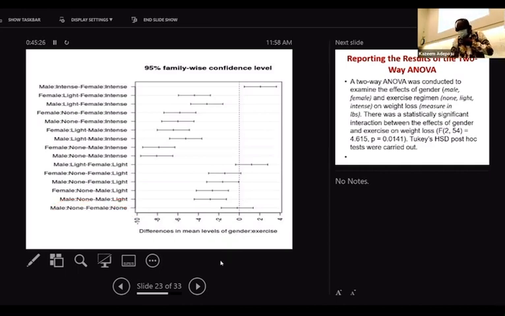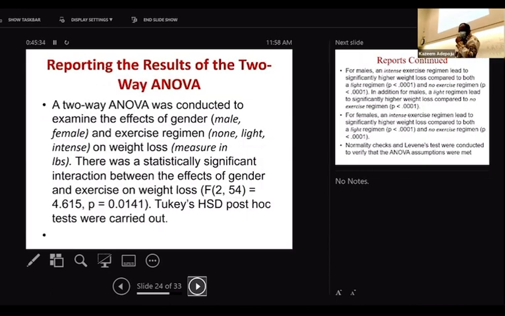Now, if you want to report your results in an ANOVA, I think I put the way to report that there. This is the way to report that. You report everything that we have talked about: the assumptions you've carried out and the decisions you've taken. That is what I put there.